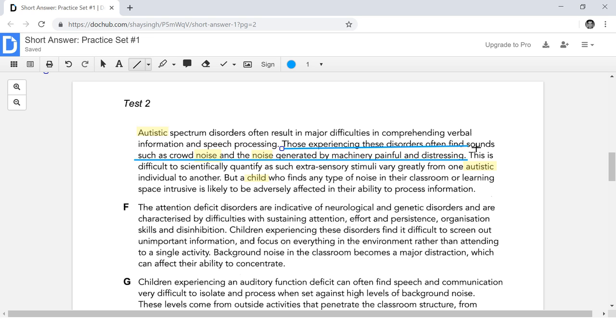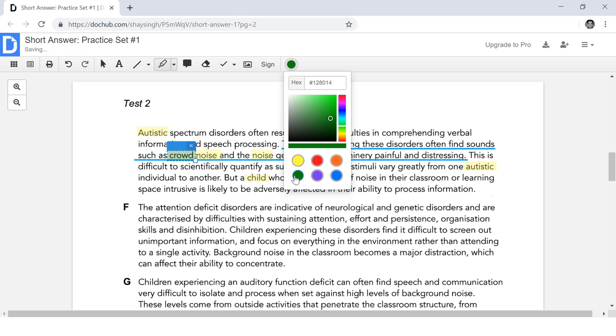Do you see the answer yet? Take a moment to guess. So we know that machinery noise causes distress to children, but what other noise? Right here. Crowd noise. Crowd noise is the correct answer.